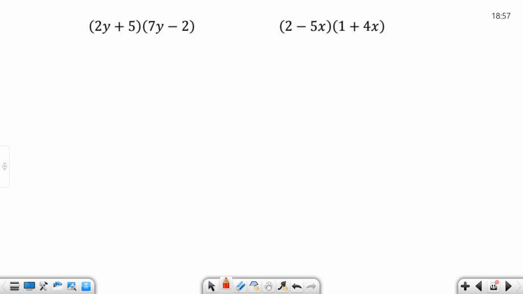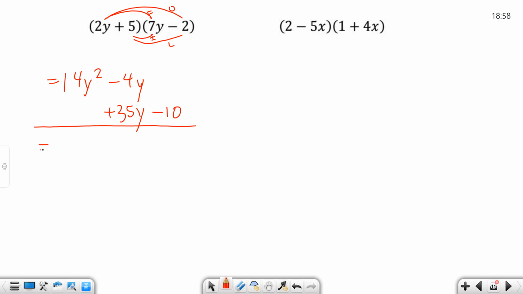Again, we're going to keep foiling here. We're going to say first, outer, inner, last. So 2y times 7y is 14y squared. And then 2y times negative 2 is minus 4y. 5 and 7y, they're both positive, is plus 35y. And then plus 5 and minus 2 is negative 10 because you're multiplying. So that gives you 14y squared. And notice I lined up my y's. So negative 4 and positive 35, you subtract. 35 minus 4 is 31y, and it's positive because 35 is bigger. And then bring down your minus 10.